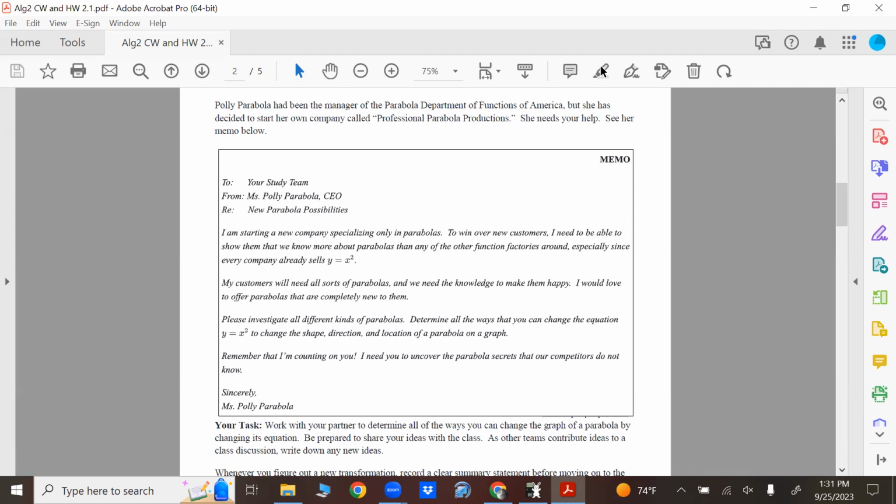I'm starting a company specializing only in parabolas. When I have new customers, I need to be able to show them that we know more about parabolas than any of the other function factories around, especially since every company already sells y equals x squared.